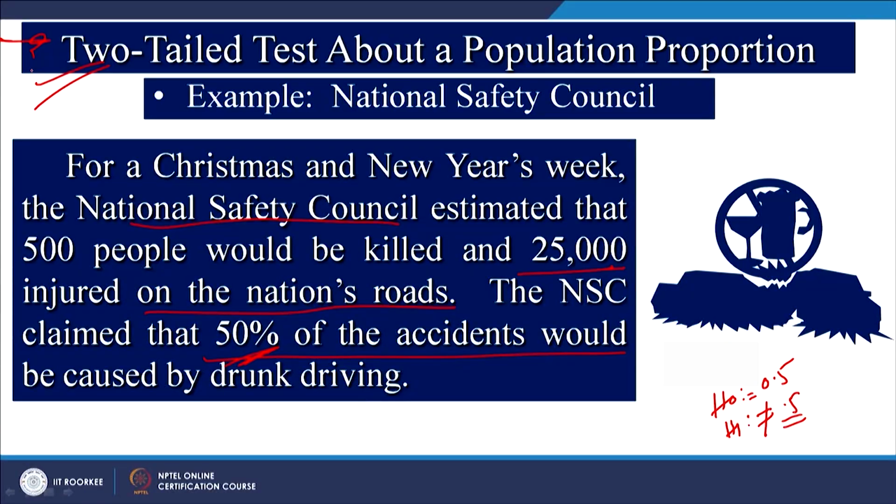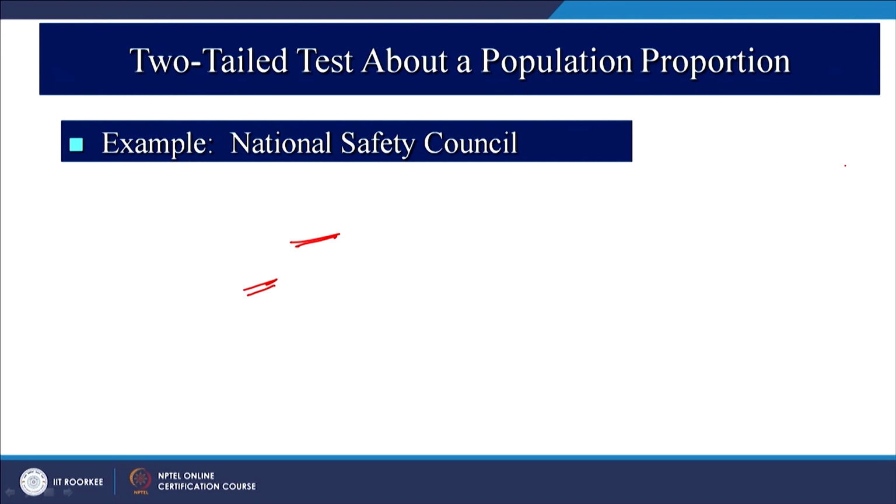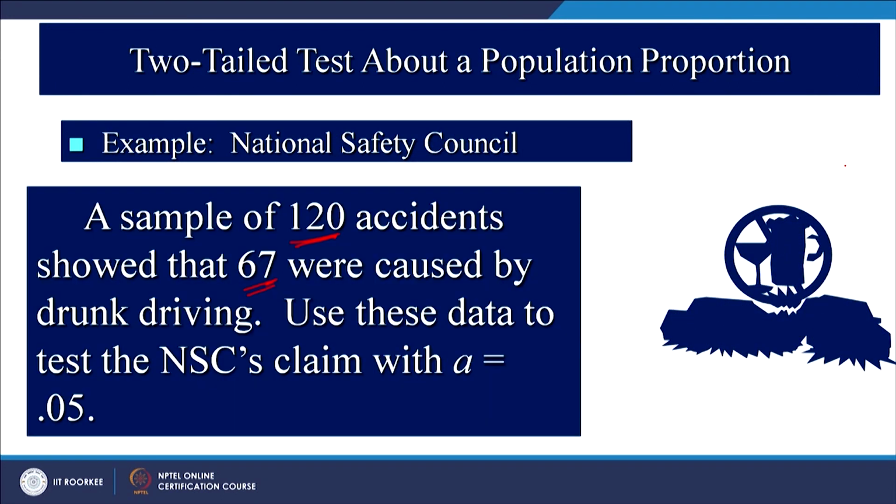Now this is a case wherein you have to apply either Z test or T test. So, how would you take the decision? Is it a case of T test or Z test? Let me give you this part of the question as well. A sample of 120 showed that 67 were caused by drunk driving. So, do you get any hint or not? This is a simple case of Z test.